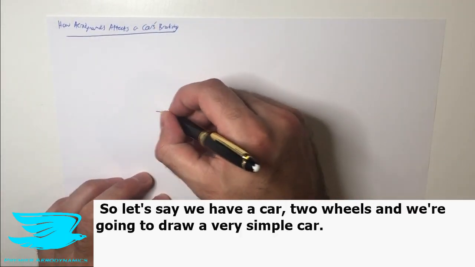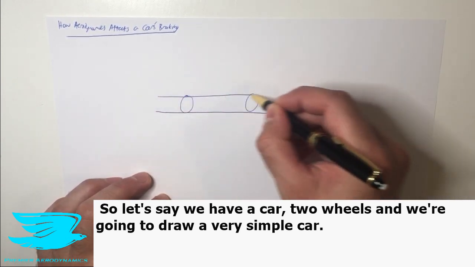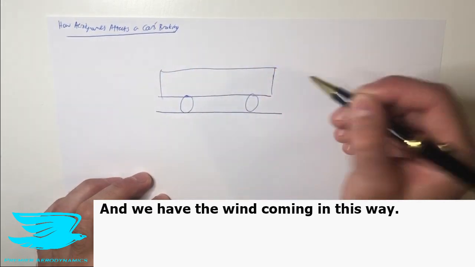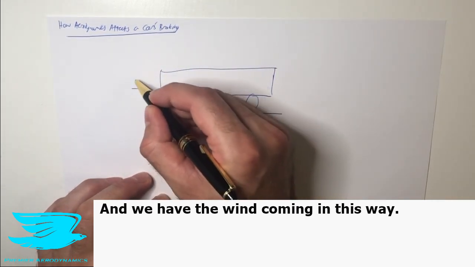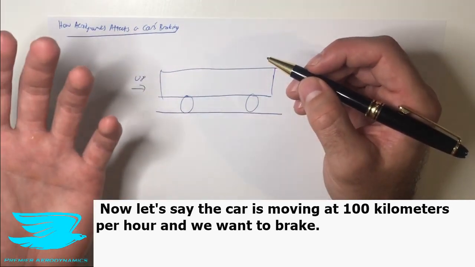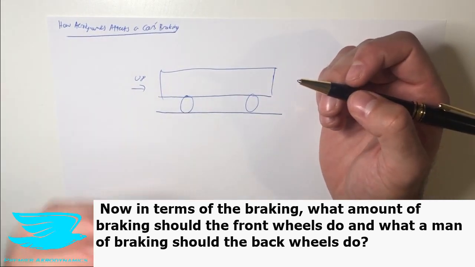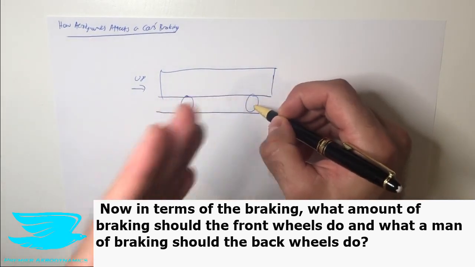So let's say we have the road here, and we have a car, two wheels, and we're just going to draw a very simple car. And we have the wind coming in this way. Now let's say the car is moving at 100 kilometers per hour, and we want to brake. Now, in terms of the braking, what amount of braking should the front wheel do and what amount of braking should the back wheel do?